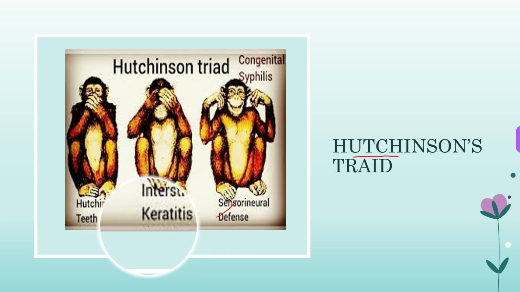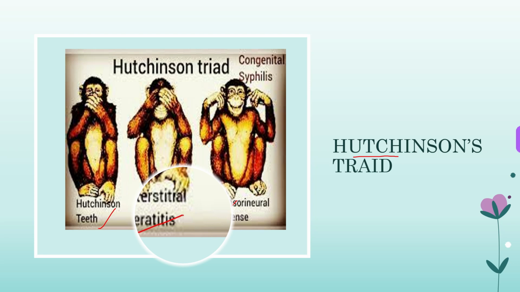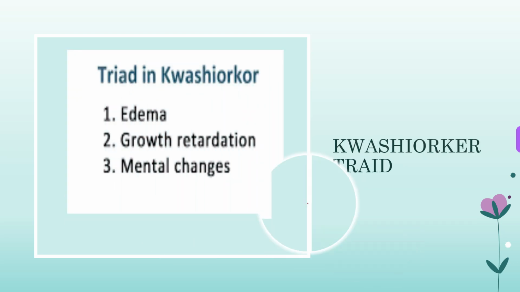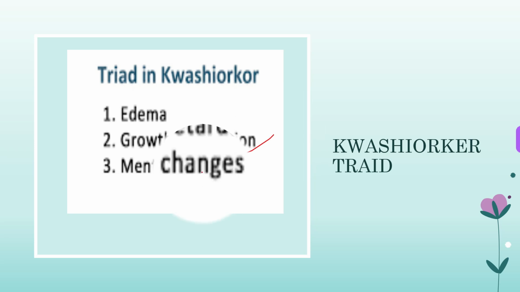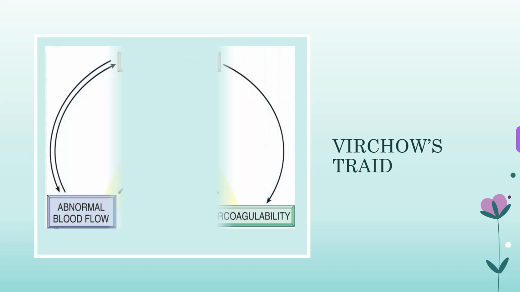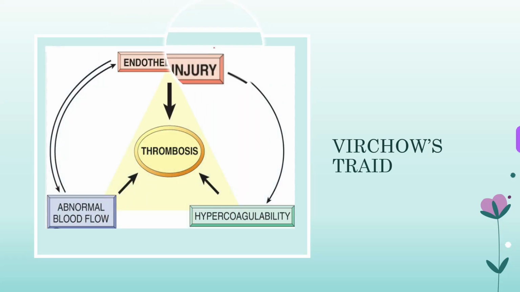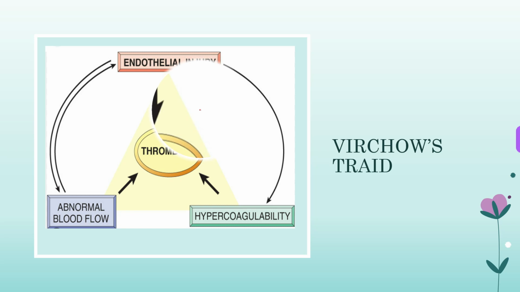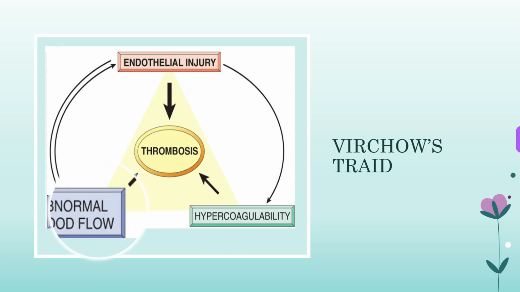Next we have a triad of Kwashiorkor. So there is growth retardation, mental changes and edema. Next triad is Virchow's triad. This is very important. So in Virchow's triad, what we will see, first is stasis, then hypercoagulability and then vessel injury.